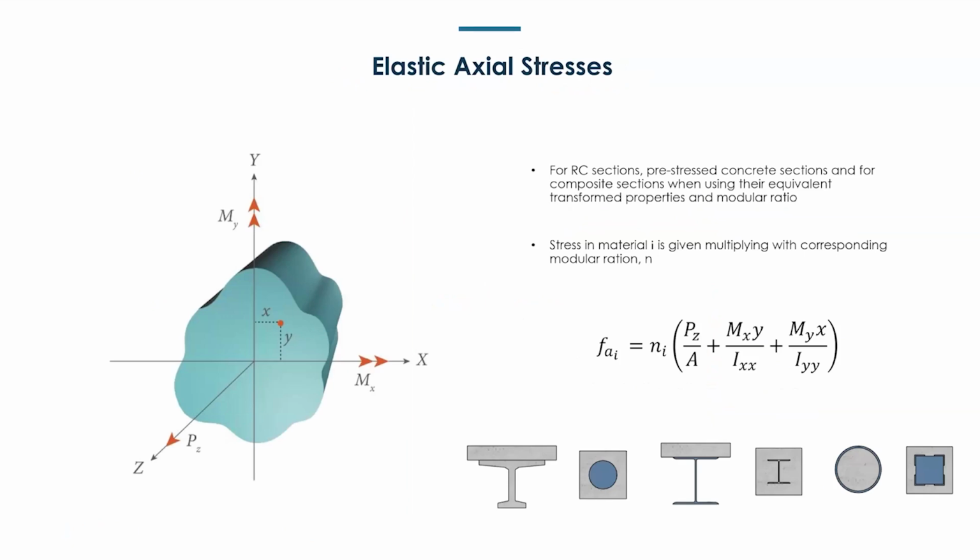Second one is that once you have a composite section, then we also bring in the modular ratio, because different materials have different elastic modulus. So you calculate the modular ratio and you modify that to calculate the elastic stresses. So this is the modification to the basic equation for composite section, which is also well known.